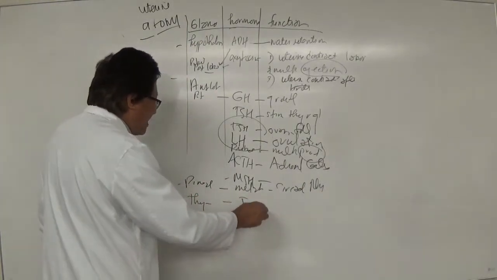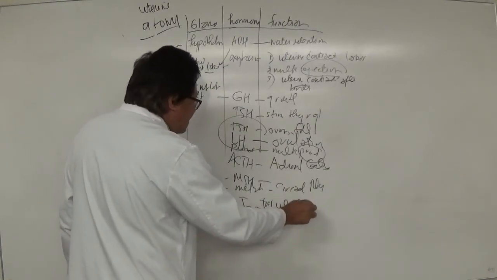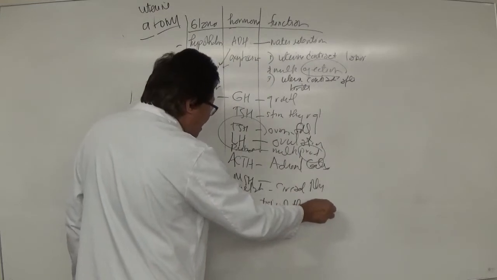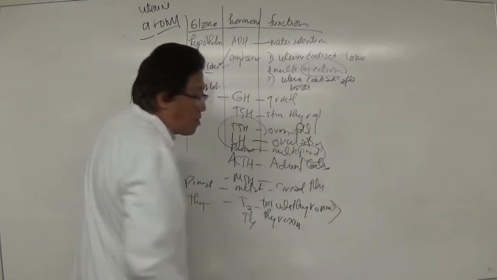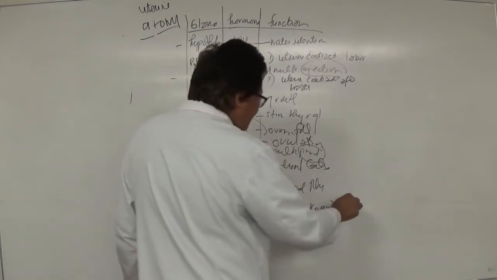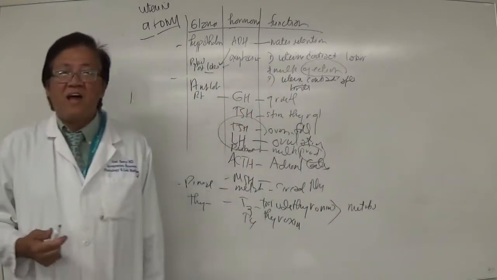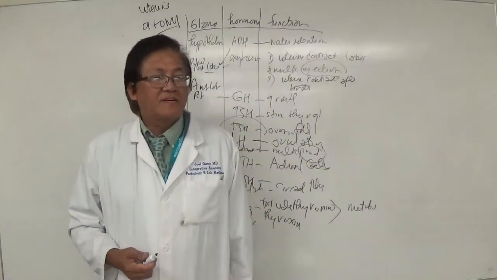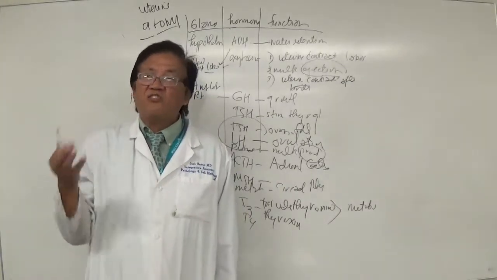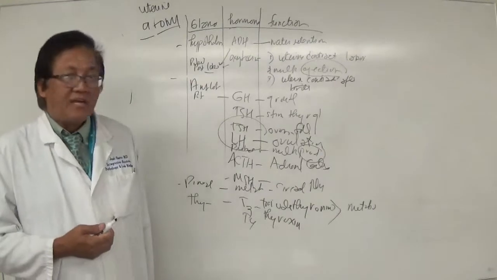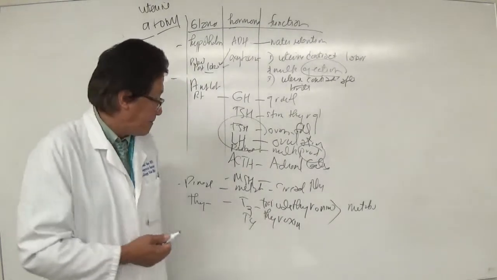So the thyroid gland hormones: T3, T4. And what is T3? Triiodothyronine. And what is T4? Thyroxine. And why are these hormones important? Function: metabolism. Of what? The cell. Energy. And what is metabolism again? The sum of all the chemical reactions that take place within the cells, the tissues, and the body. It could either be anabolism, which is building, or catabolism, which means to break down.